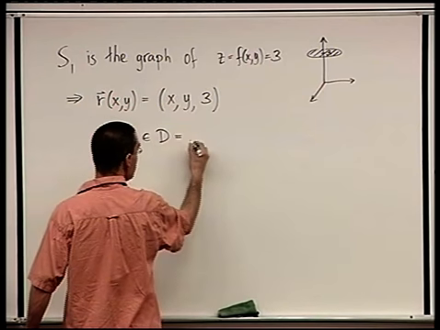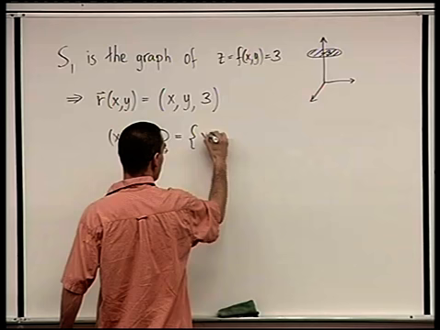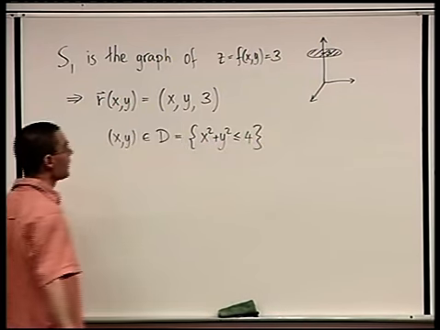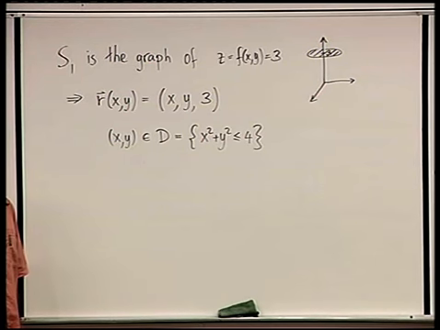The domain D, in this case, is x squared plus y squared less than or equal to 4. Do you agree that this is a parameterization of S1? Good?